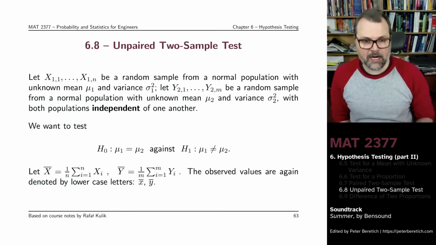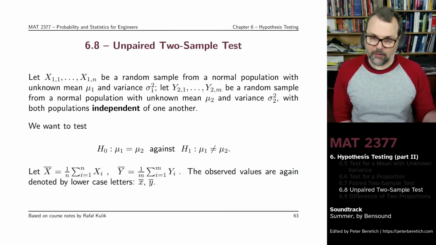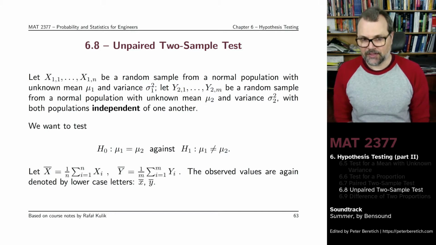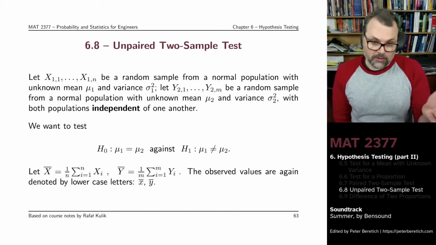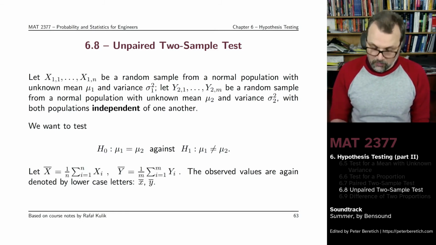You'll let x bar be the sample mean of the observations from the first population, y bar be the sample mean of the observations from the second population, and their observed values will again be denoted by the lowercase letters, little x bar, little y bar.